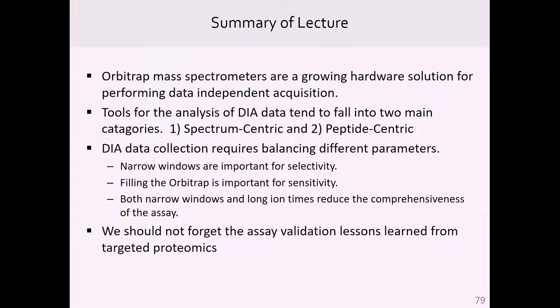So just a brief summary here is that Orbitrap mass spectrometers are a growing hardware solution for performing data-dependent acquisition. I'm actually impressed with seeing how many people are starting off with thinking about this on Orbitraps. Tools for the analysis of DIA data fall into two main categories. You'll hear from Alexey on spectrum-centric workflow and peptide-centric workflow. We definitely think people should be thinking about both depending on the applications and the needs.